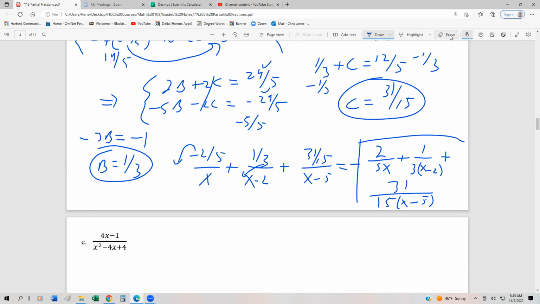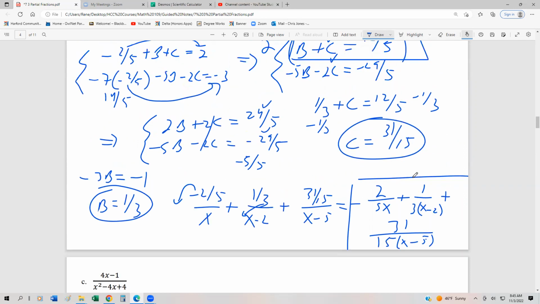Let me erase that since the negative should be included in the box. Again, if you don't trust the answer, what you should do is just add these fractions together, but that might be more painful than it's worth. So those are two examples of distinct linear factors. In the next video, we're going to take a look at repeated linear factors and see how we handle those.